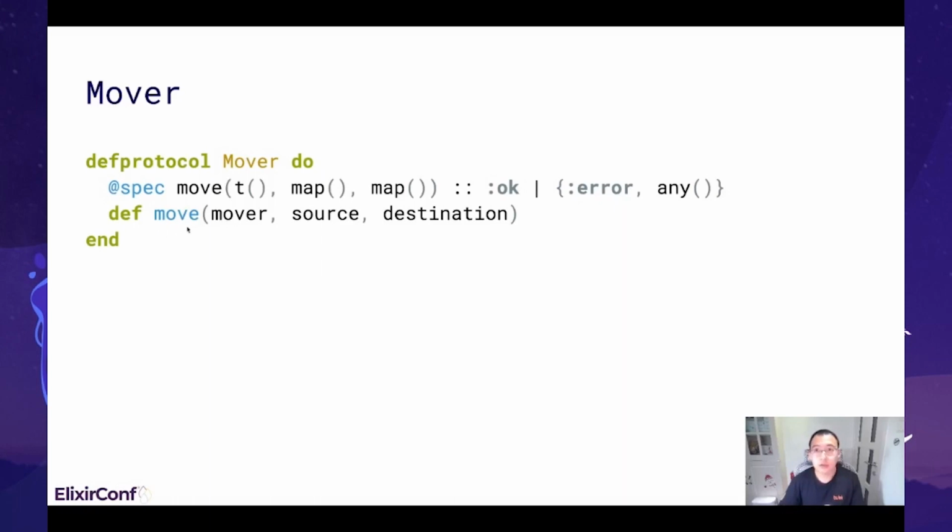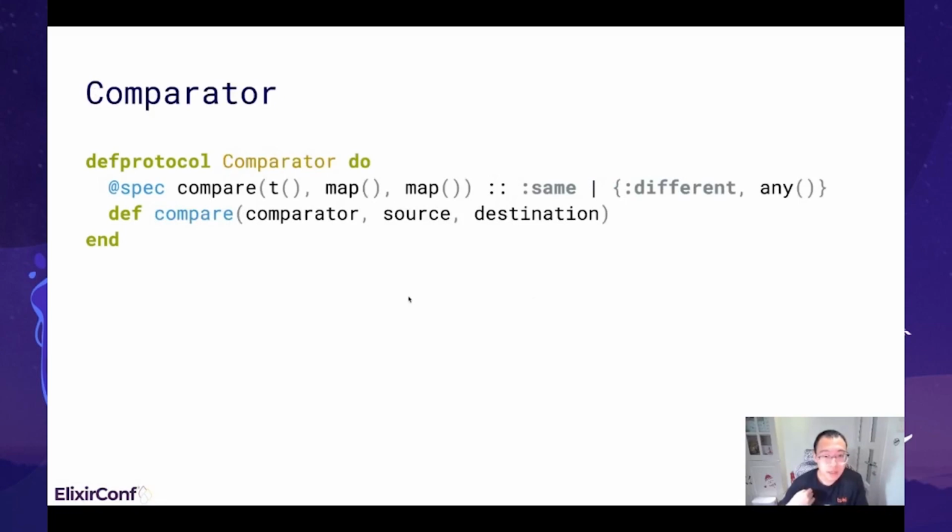It's just one function called move, and this move function receives a mover struct, a source map, and a destination map. Each mover knows how to find the data it needs to move based on the source map. Maybe the source map contains the S3 bucket and path info, and the destination map contains the Google Storage bucket info and path info. If the data move succeeds, the move function returns ok. Otherwise, it returns an error tuple containing the reason.